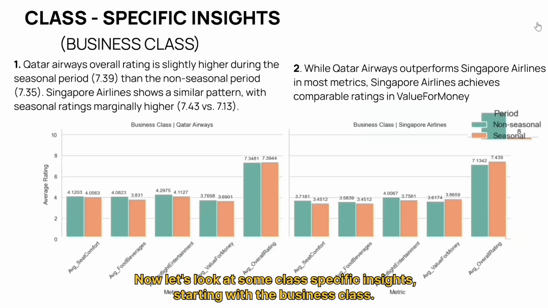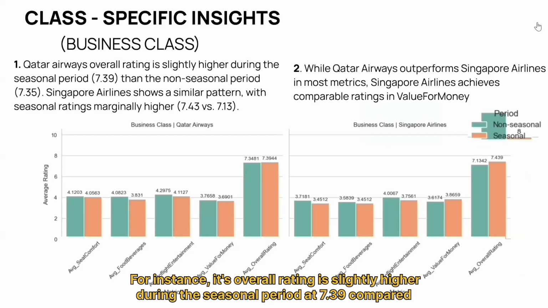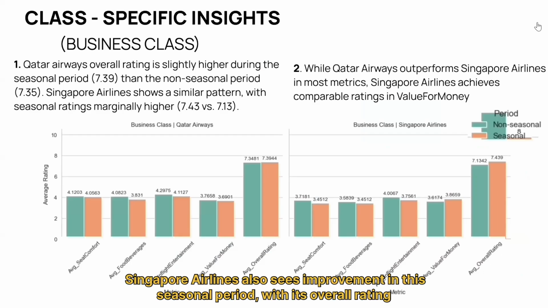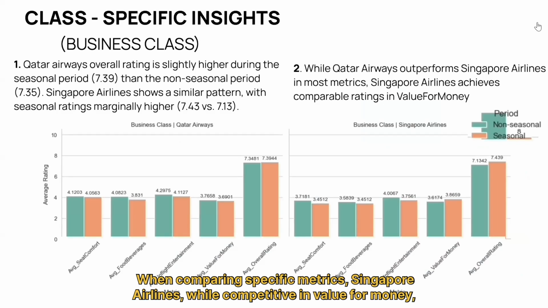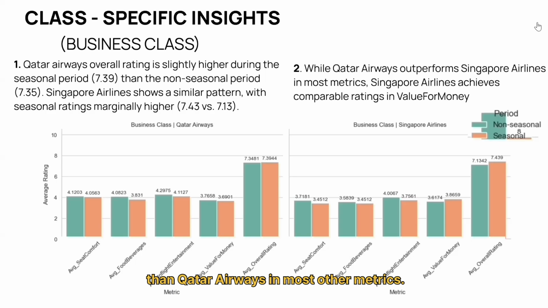Now let's look at some class-specific insights, starting with the business class. In business class, Qatar Airways maintains higher ratings overall. For instance, its overall rating is slightly higher during the seasonal period at 7.39 compared to 7.35 in the non-seasonal period. Singapore Airlines also sees improvement in the seasonal period, with its overall rating increasing to 7.43 from 7.13 in the non-seasonal period. When comparing specific metrics, Singapore Airlines, while competitive in value for money, that is 3.62 in the non-seasonal period versus 3.86 in the seasonal period, consistently lags behind Qatar Airways in most other metrics.